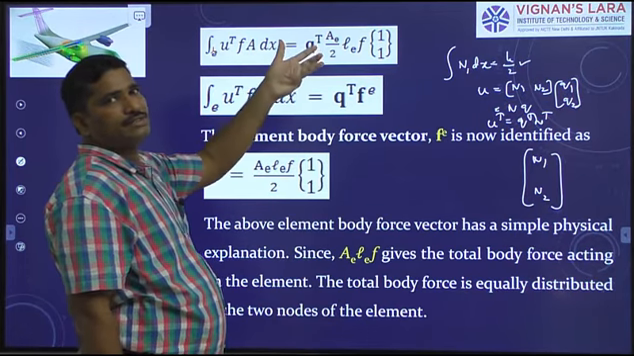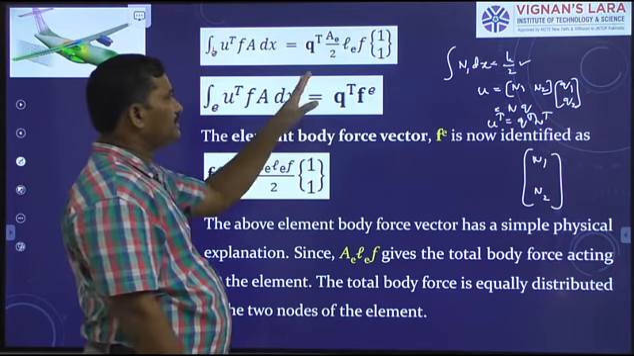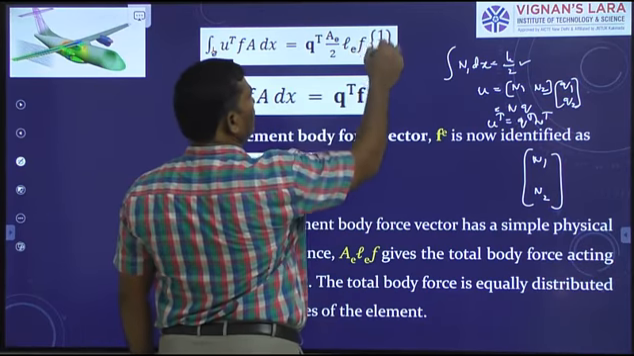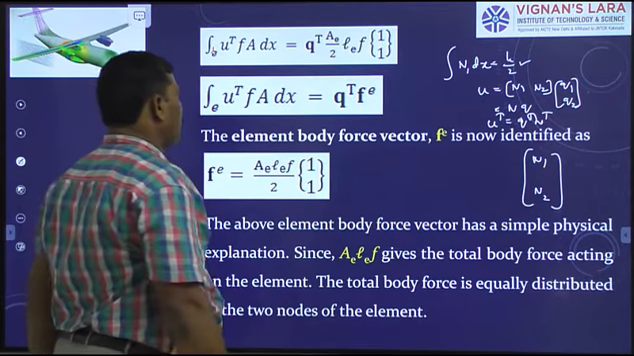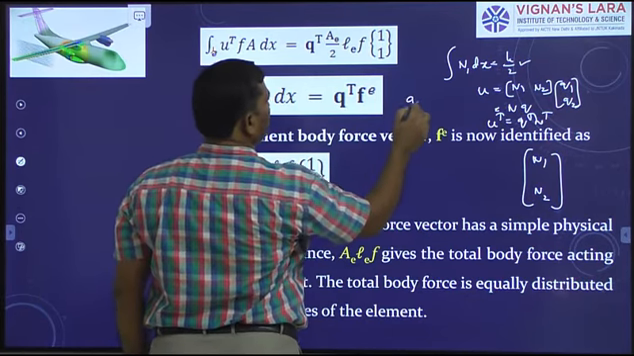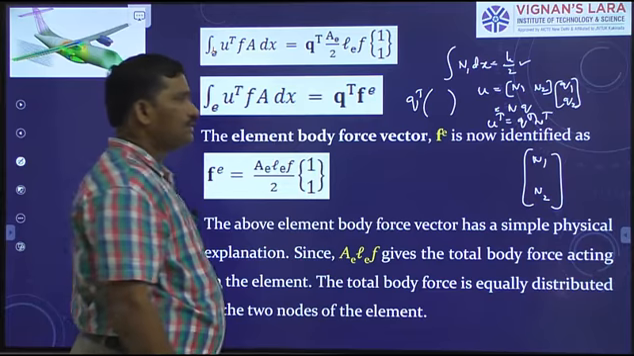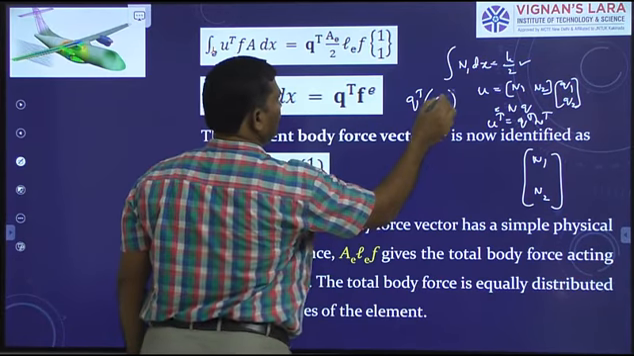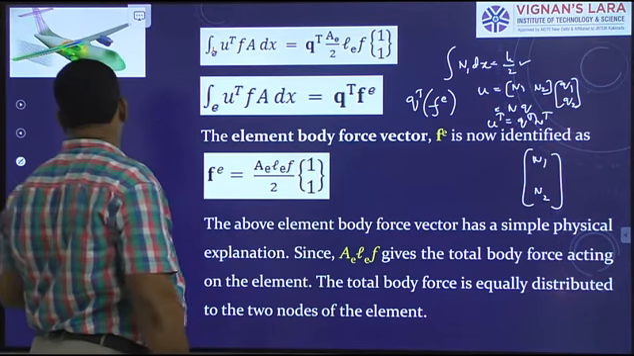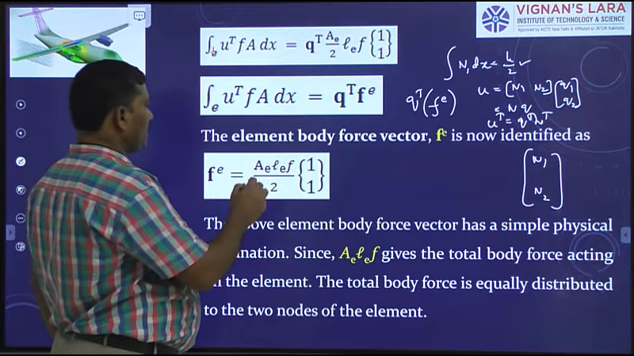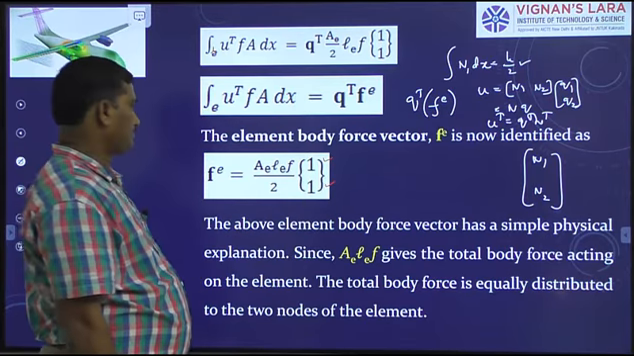A is the cross section area of the element. AE LE by 2 into F, where F is the body force per unit volume, is constant, and into a column matrix having the elements 1 and 1. Now this, if you compare with the form Q transpose into some bracketed term, this bracketed term I say FE. So what is FE? Therefore FE equals AE LE F by 2 into a column matrix having the elements 1 and 1.